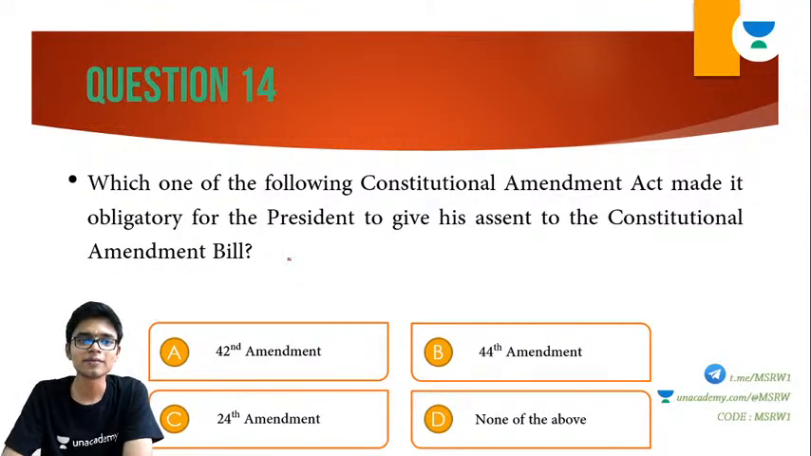Penultimate question from polity, 14th question. Which one of the following Constitutional Amendment Acts made it obligatory for the President to give his assent to Constitution Amendment Bills? Option A, 42nd Amendment. Option B, 44th Amendment. Option C, 24th Amendment. Option D, none of the above. Yeah, Nilam correct, Seema correct. Saubhagya also, very good. 14th question. You have 15 seconds. Any idea?